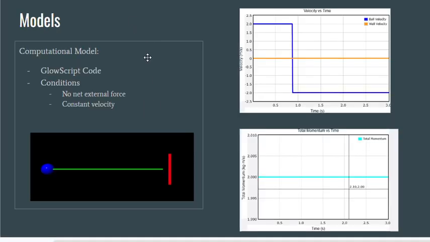These are the models of the GlowScript. The conditions were no net external force and constant velocity. And here's the result at the bottom.